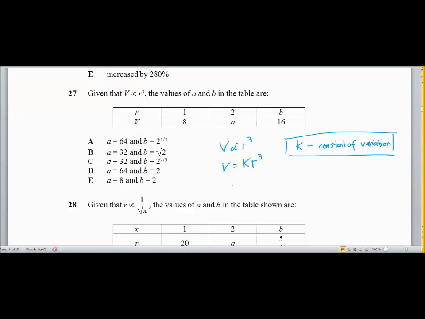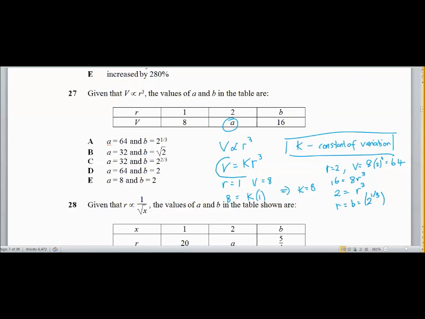So, we've got some values here, so we know when r is 1, then v is equal to 8. So we can find what the constant of variation is first. So 8 is equal to k times r cubed, which is 1. So therefore k is equal to 8. So we've found what k is. So we need to find what a and b are. Okay, so I'll finish that off for you. I guess the challenge first is to find k, and then it's just plugging it into this formula here with the known values you've got.